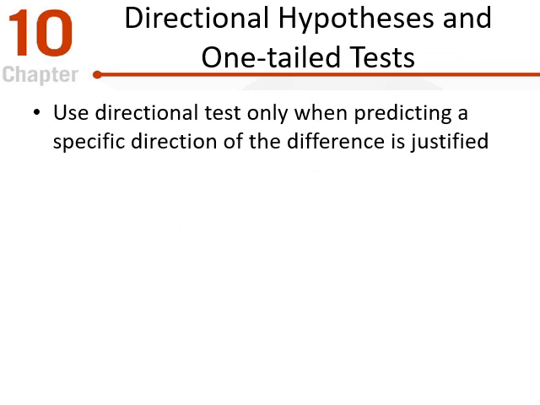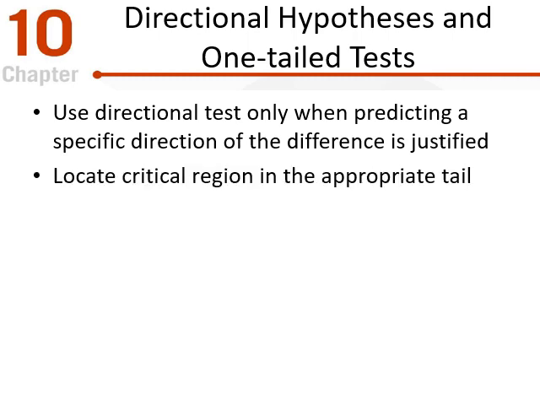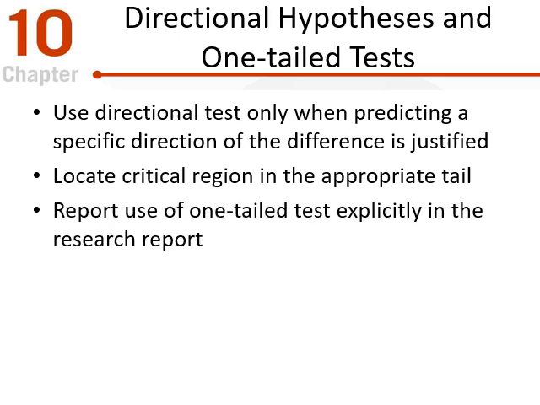Use a directional test or a one-tailed test when predicting a specific direction. Locate the critical region in the appropriate tail, and then report the use of one tail in the research report at the end of your sentence.